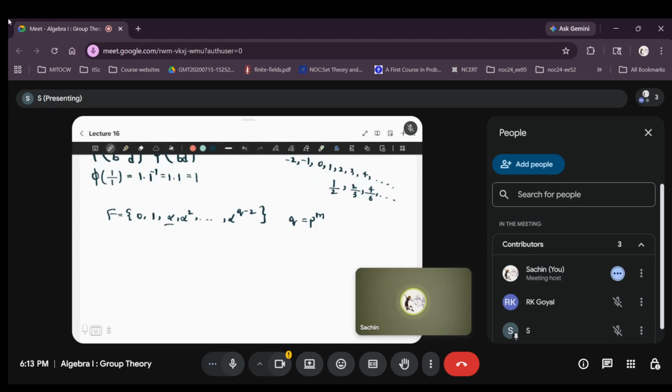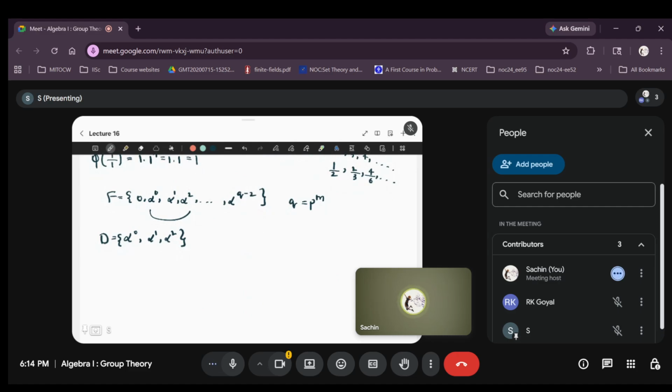0, 1, and other powers of alpha. You can also write 1 as alpha power 0. So 0 and powers of alpha. This is possible to do for every finite field. Then suppose you pick some subring within this field. Let's say somehow alpha power 0, alpha power 1, alpha square was a subring of that field.